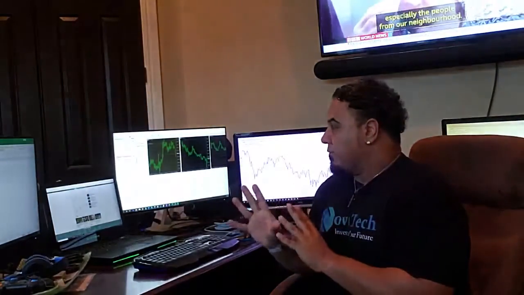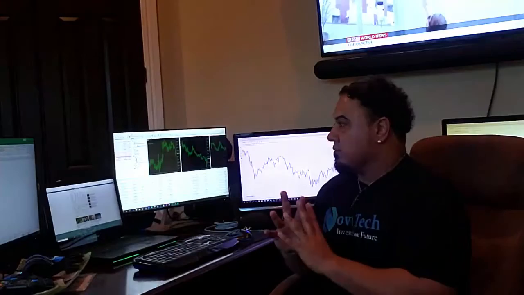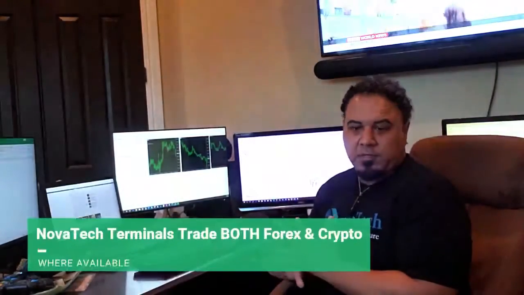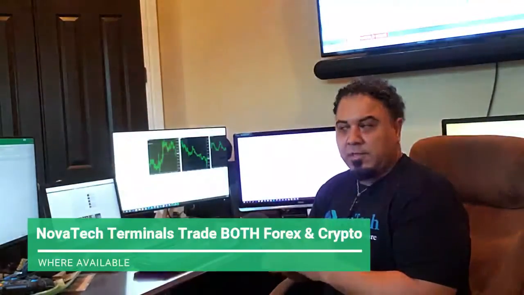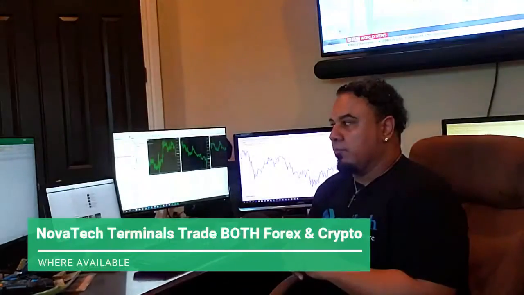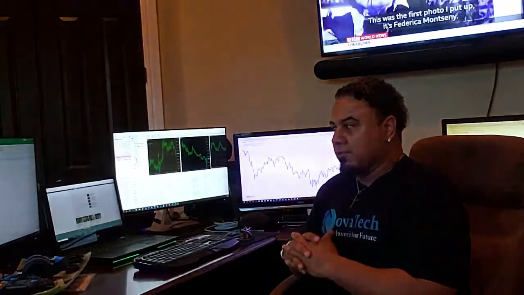The NovaTech terminal includes all of Forex, golds, spot metals, as well as cryptocurrencies. Cryptocurrencies, we have a slew of them that we're trading now. Not all of them are available on the market. Some smaller cryptocurrencies are just too volatile, so they're almost like penny stocks. So it's very difficult to trade those.